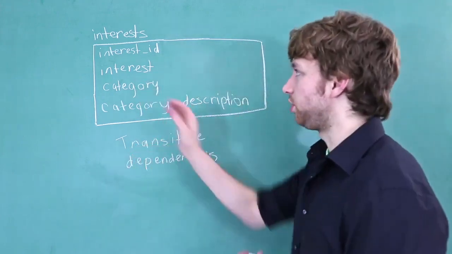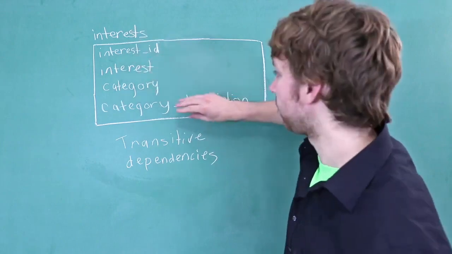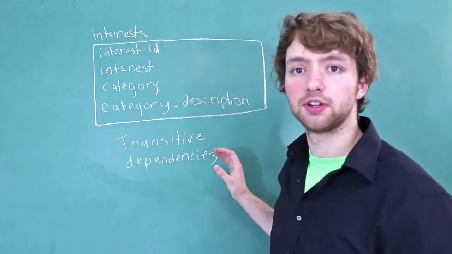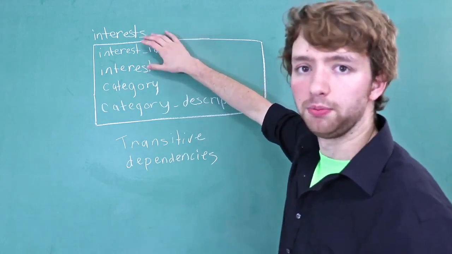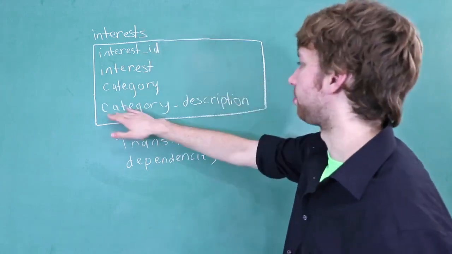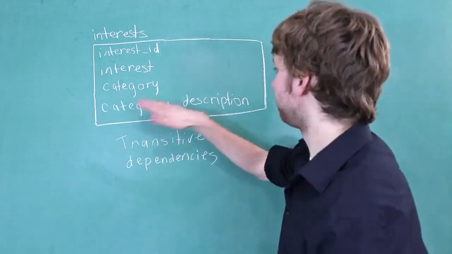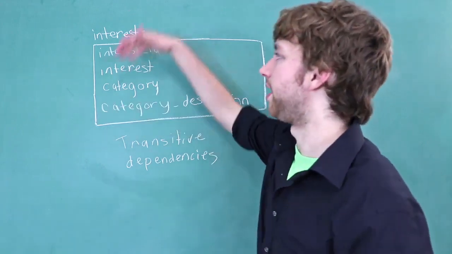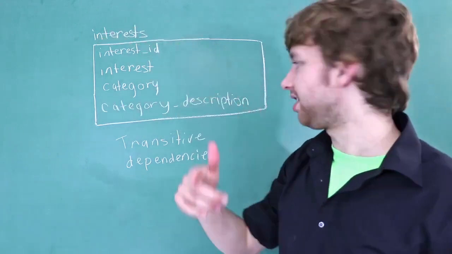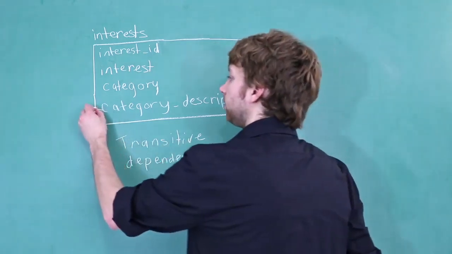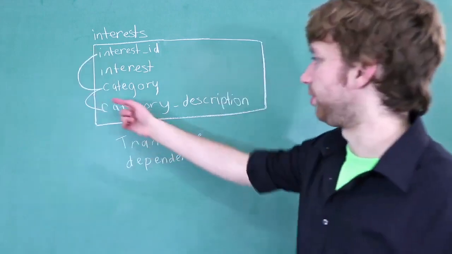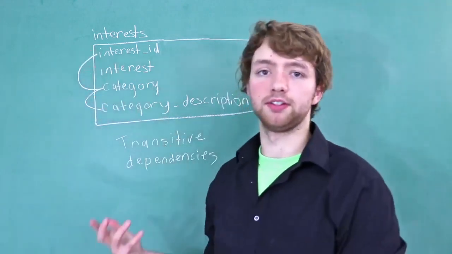So you can see when we change the interest, the category description also changes, because we switched from the interest from computer science to acrylic painting, and in the process the category description changed. So this category description does depend on the interest, but it does it transitively, which means through another column, like this. So when you get this hop here, you have a transitive dependency.